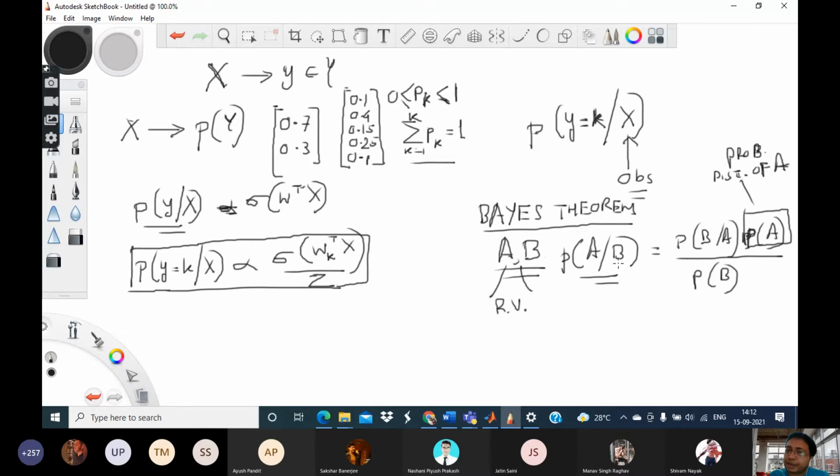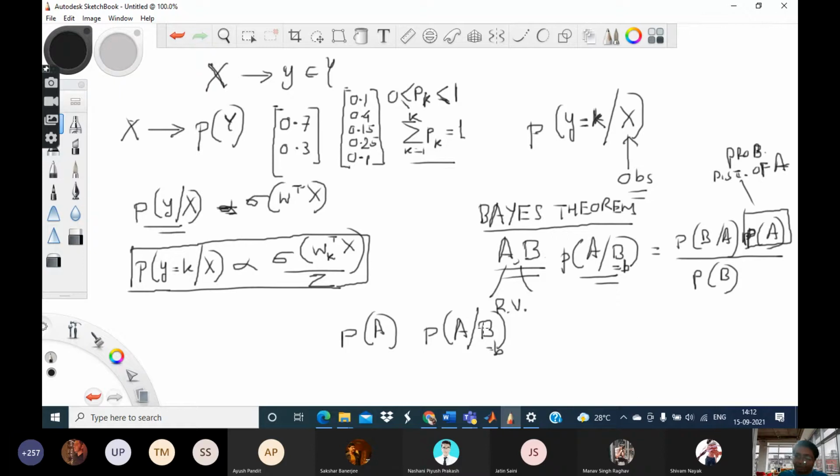Now, suppose you already know that B takes a particular value, let us say small b. Let's say we already know the value of the random variable B. Then what can we say about the distribution of A? So one is P of A, the probability of the random variable A when we have no other information. The other is P of A given that the random variable B takes some particular value, maybe small b.